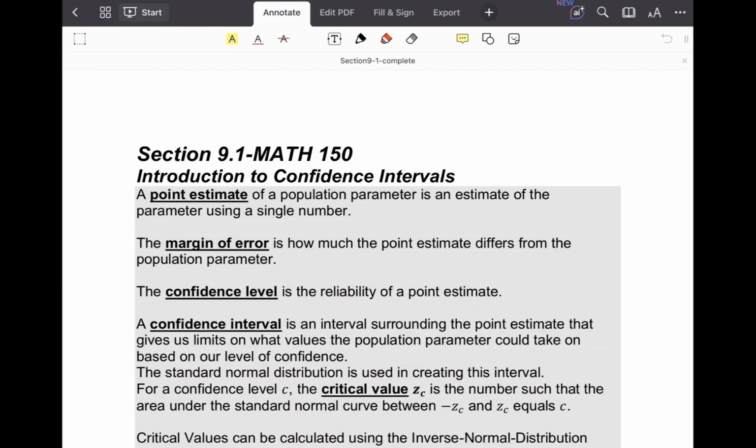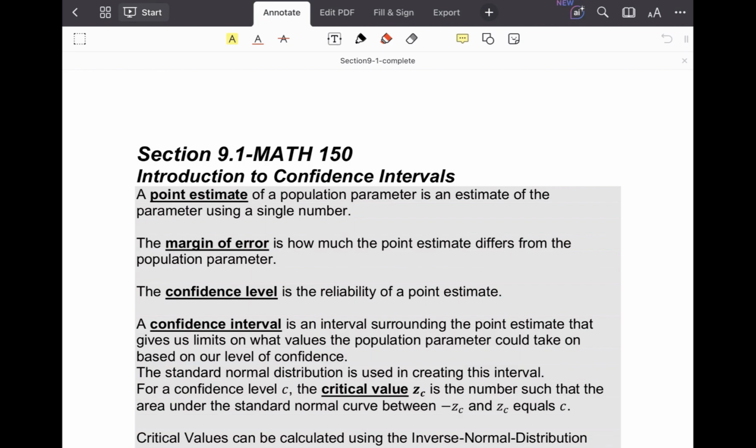Section 9.1 is our first section that introduces confidence intervals, which is a huge application in statistics. It's a way of describing a region on a number line where we think the population parameter will fall. Now, what we've done before is look at the statistics, and the ones that we're going to look at with confidence intervals are the sample mean and the sample proportion.